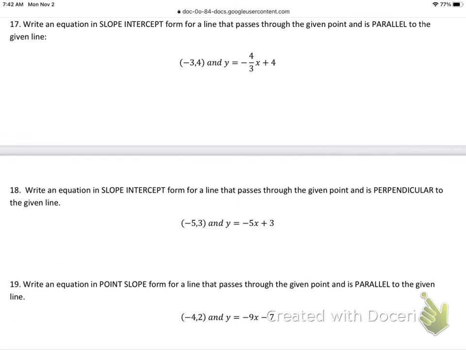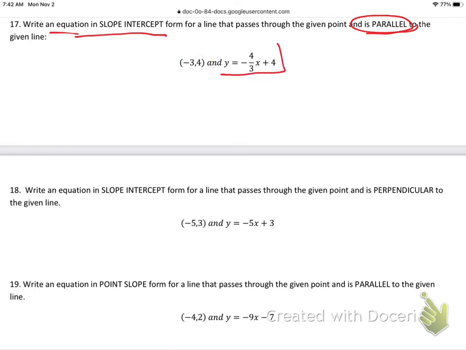Moving on, 17, 18, and 19, make sure you're reading the directions. Number 17, we're writing an equation for a line that passes through the given point, and here's the big word, parallel. Parallel means that the slope stays the same. So I look at what's given to me. I have a point and I have an equation. So I need to write an equation in slope-intercept form that passes through this point and is parallel to the line.